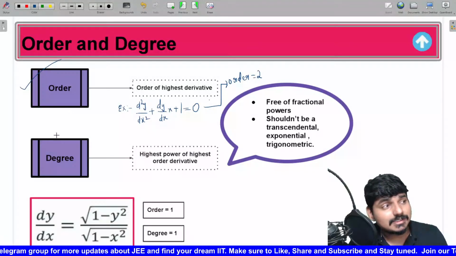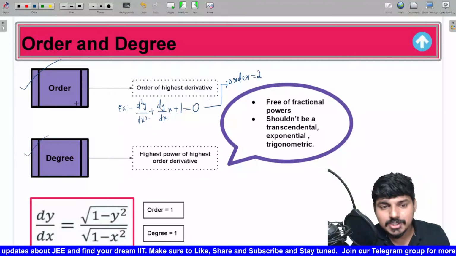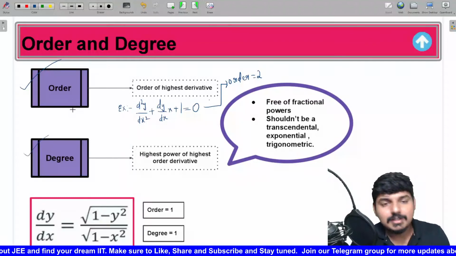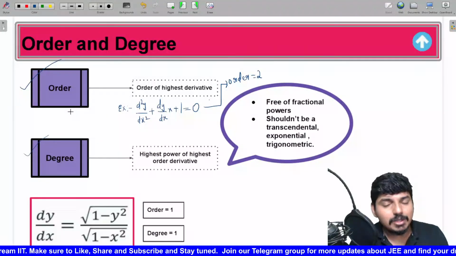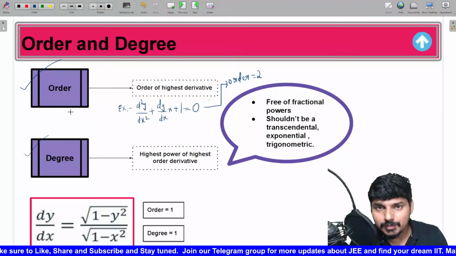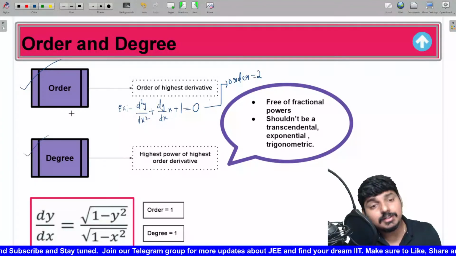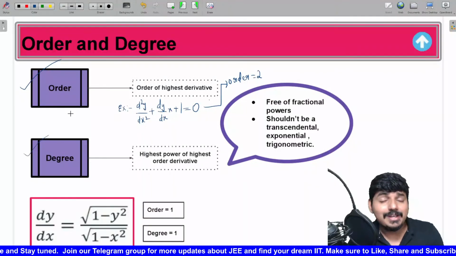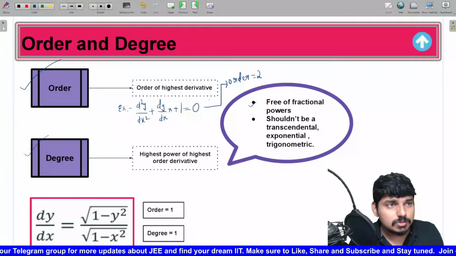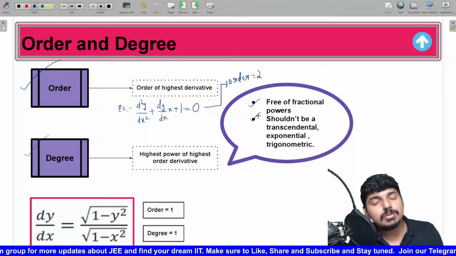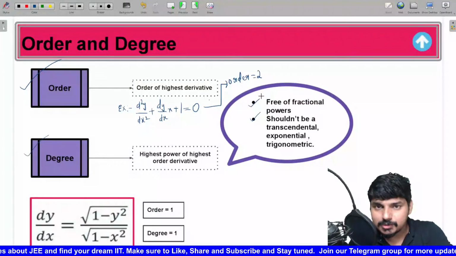Now let me start discussing the degree of a differential equation, everyone. Listen to this very carefully. First thing, degree of a differential equation is not going to be defined for every differential equation. Only for those differential equations which satisfy these two conditions is the degree going to be defined. So what are those two conditions?